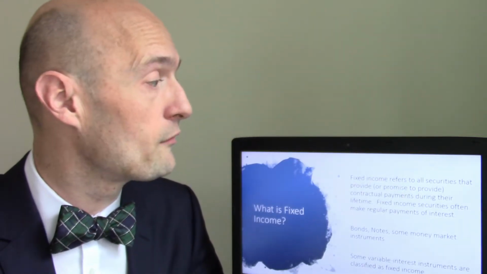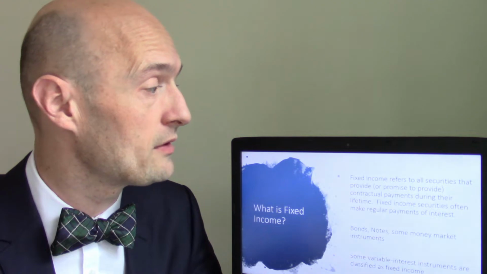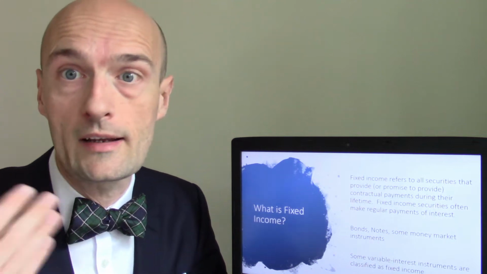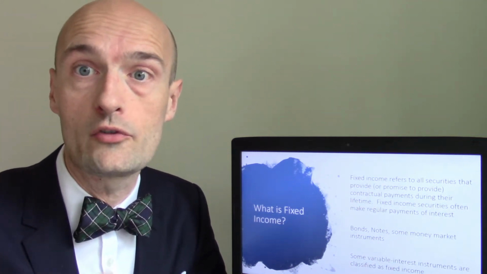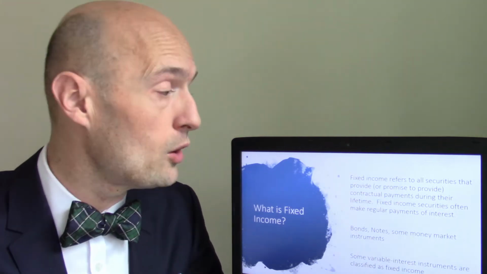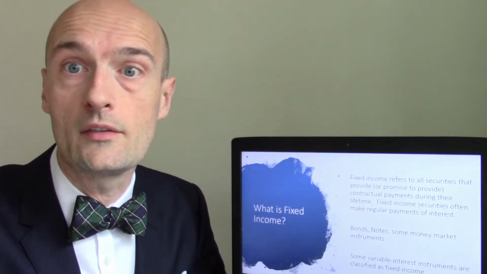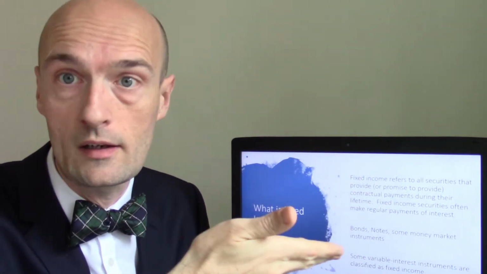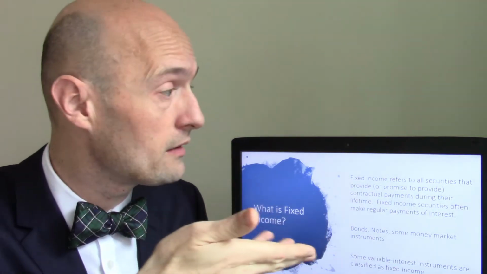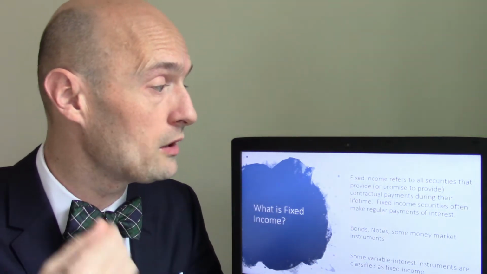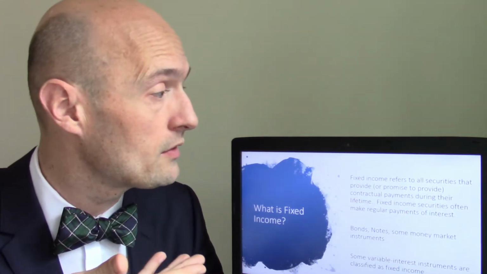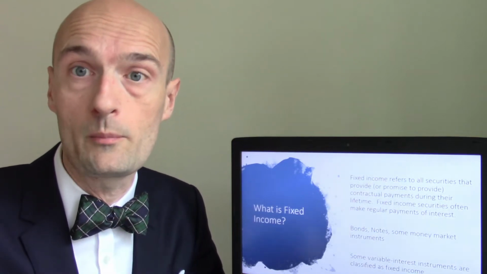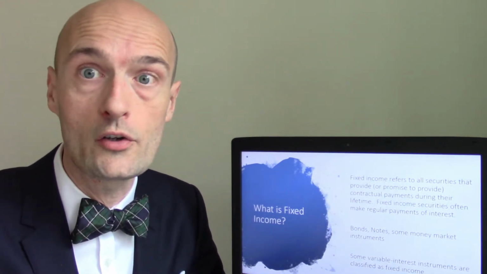So fixed income refers to all securities that provide or promise to provide contractual payments during their lifetime. Instead of being like an equity that we talked about in the last class, which is ownership of a company, this is a loan to a company from an investor, and the investor has bought these bonds, lending money to the company with the idea of getting contractual payments that will arrive over the life of the bond. Fixed income securities often make regular payments of interest, so they might be quarterly, semi-annual or annual coupons.